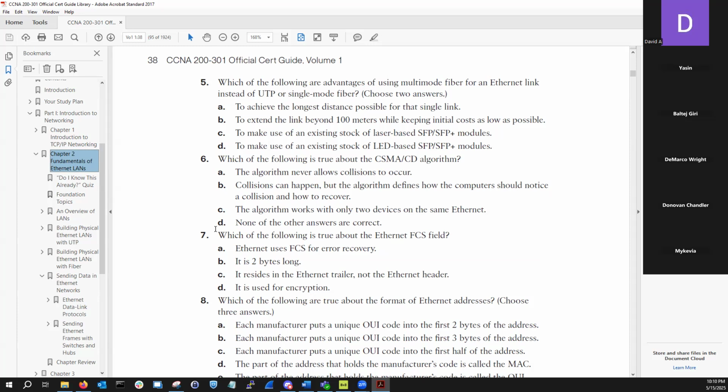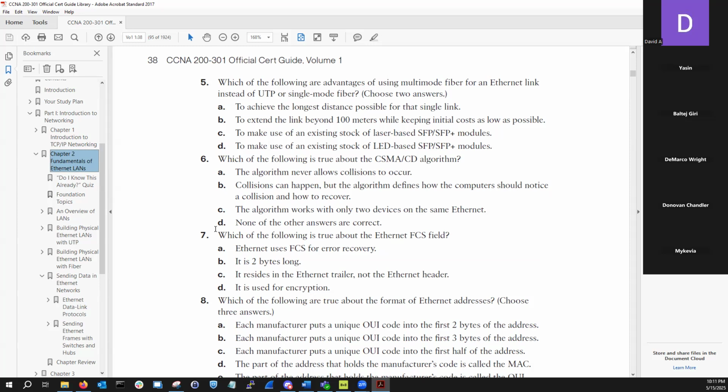Okay, my answers are B and D. The reason is we're basically talking about the advantages of using multi-mode fiber for an Ethernet link instead of UTP or single mode fiber. Single mode fiber is expensive to run, and they are looking to use something else other than UTP cable, which is the multi-mode fiber. Multi-mode fibers are cheaper to run, and they use the LED-based SFP and SFP plus modules. So that's why I choose option D.